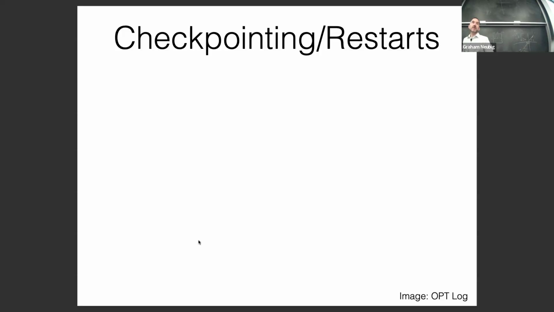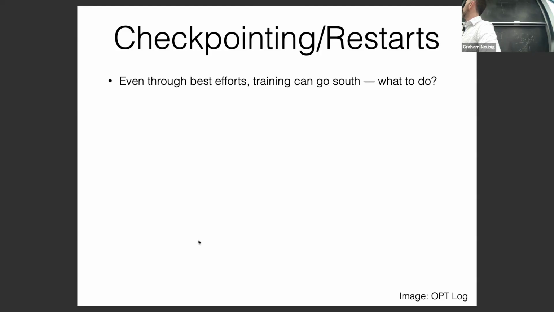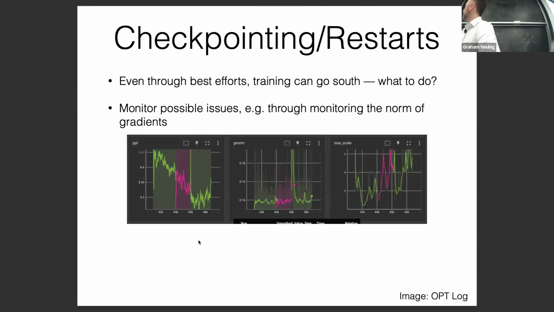Another thing that you should be aware of, especially if you're training very large models, is checkpointing and resets. Even through best efforts, training can go south. It can have problems. So what do you do? The first thing you can do is monitor for possible issues. A common way to do this is by monitoring the norm of the gradients. I pulled this directly from the OPT logbook that I posted before, the thing that Meta did when they were training their models. Here you can see you're monitoring the norm of the gradients, and suddenly, in the middle of training, your gradient norm just goes up by a lot. This is an indicator of a problem.